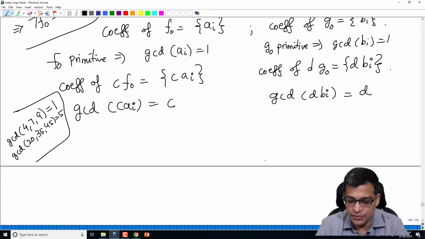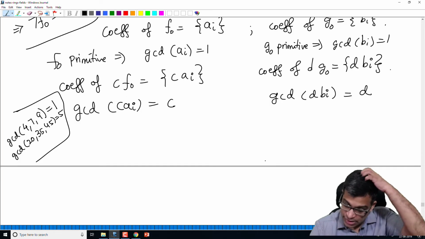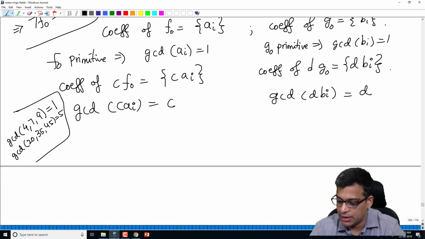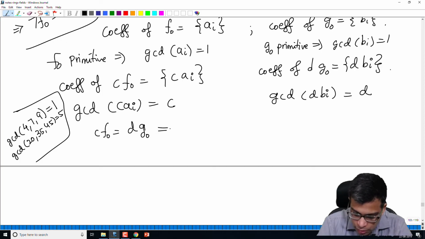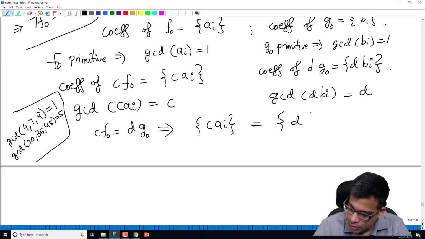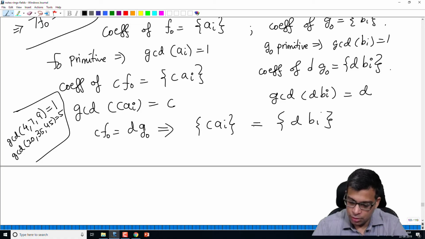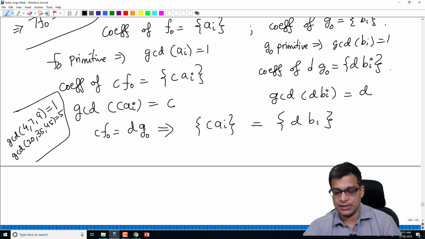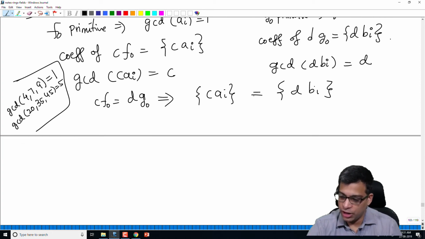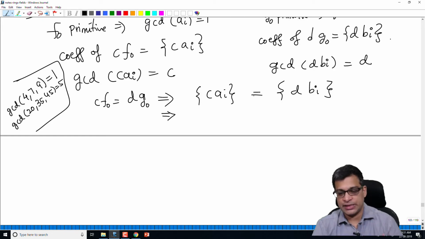So the ai have GCD 1, so the C ai have GCD C. Similarly, the D bi have GCD D. But we now use the important fact that C f0 is equal to D G0. That means the set of C ai is equal to the set of D bi. Right? C f0 is the same polynomial as D G0. That means the coefficient sets are the same. C ai is equal to D bi. But once the coefficient sets are the same, their GCDs are the same.